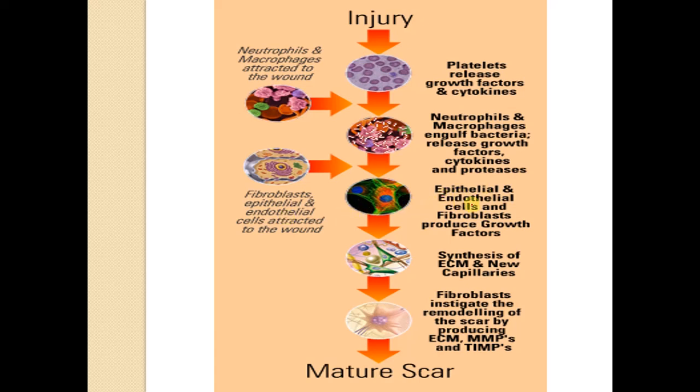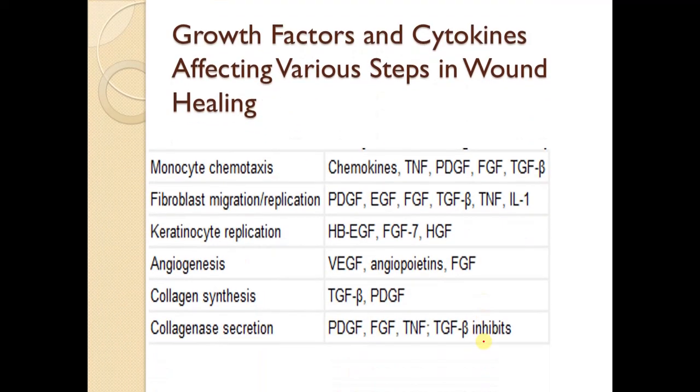Then these epithelial and wounded endothelial cells will produce certain growth factors which will cause the synthesis of more blood vessels and extracellular matrix components. Then these fibroblasts will cause remodeling of the scar by producing extracellular matrix and matrix metalloproteinases. These are the growth factors and cytokines which are involved in various steps in wound healing.